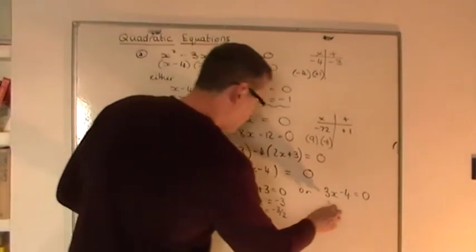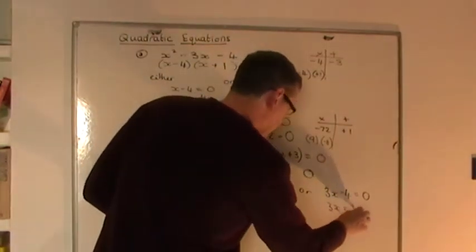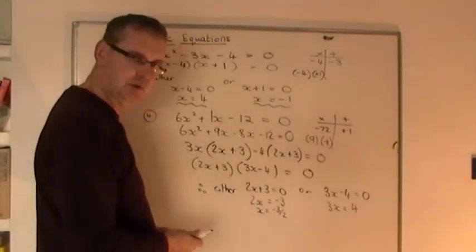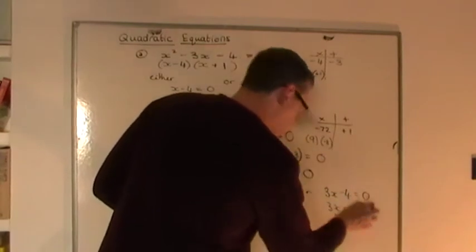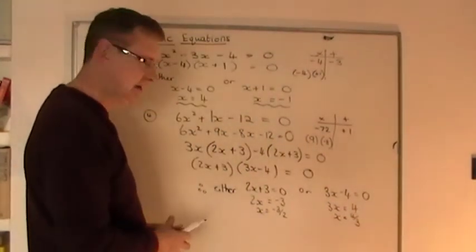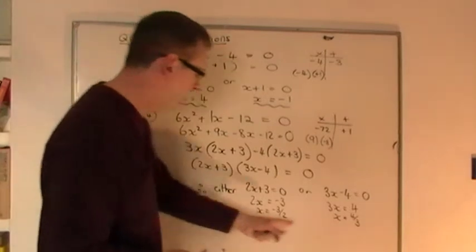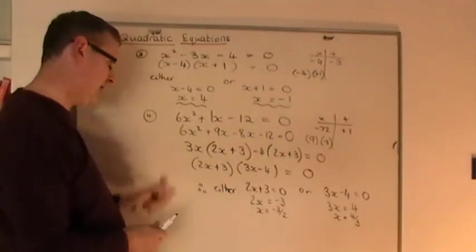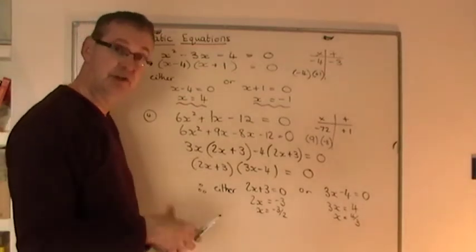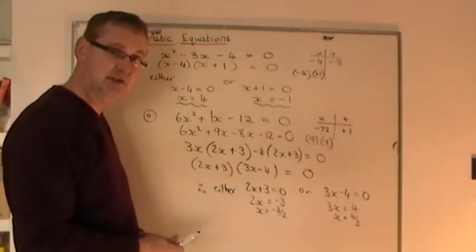Second answer, 3x, leave it alone, take the minus 4 over, becomes a plus 4. Share by 3, x will be equal to 4 over 3, 4/3. And leave the answer like that. And there you go. There are your two solutions. And that there is just about as hard a quadratic equation as you're going to come across that actually factorises.